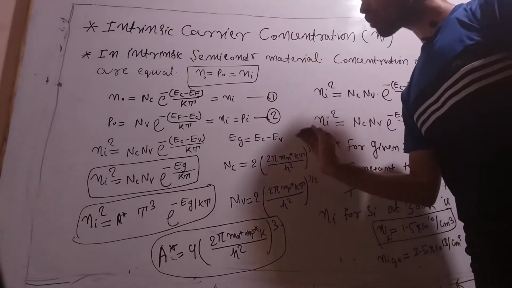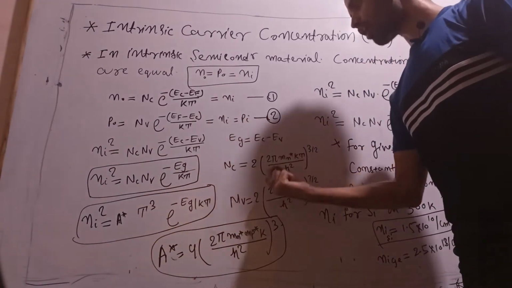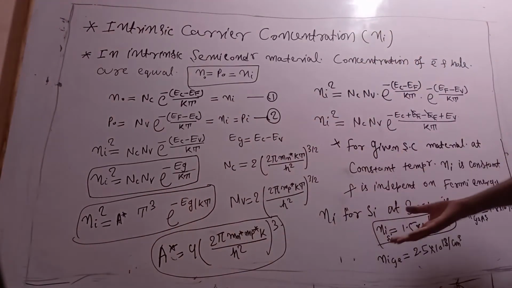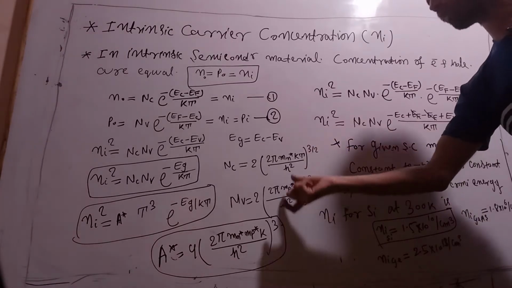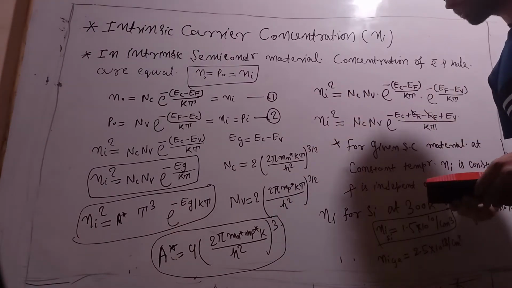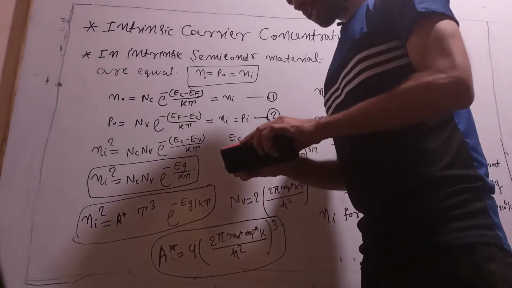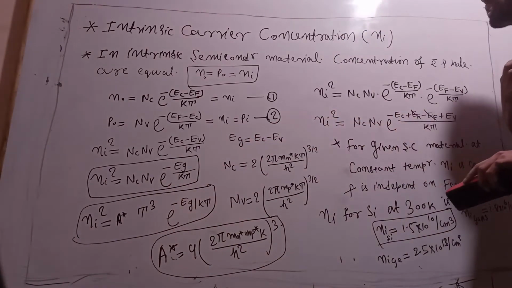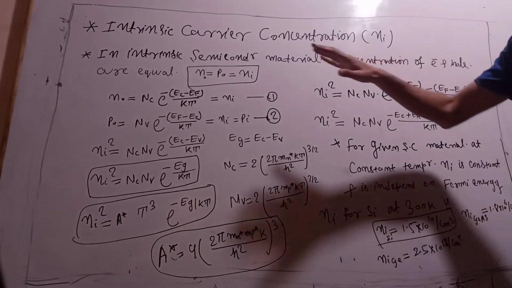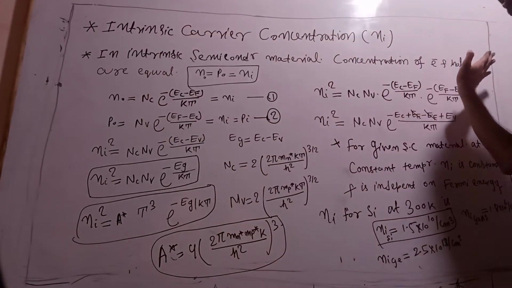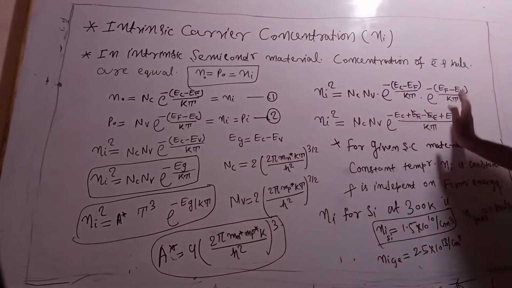It is a measure of how well the particle moves within the crystal. That we can get with the help of this effective mass. Now we are going to see the intrinsic Fermi energy level. We have seen what the intrinsic carrier concentration is, and we have derived it.